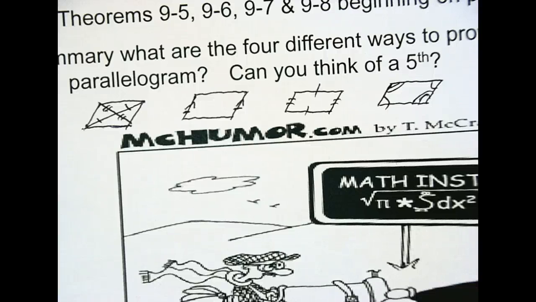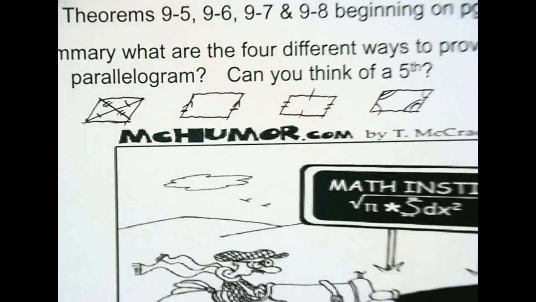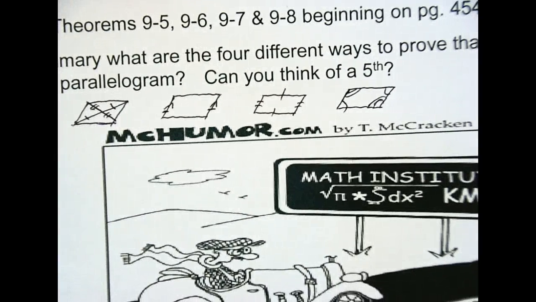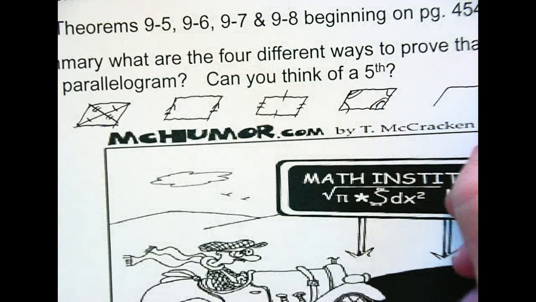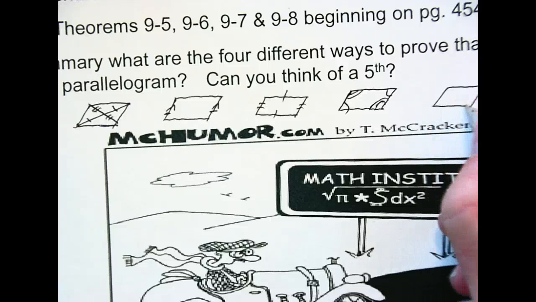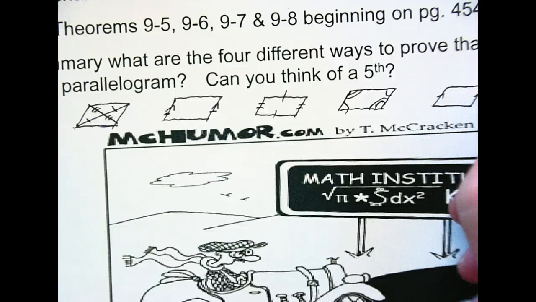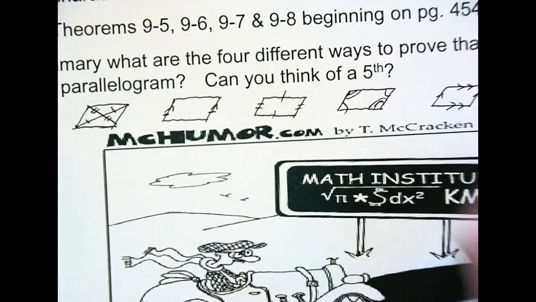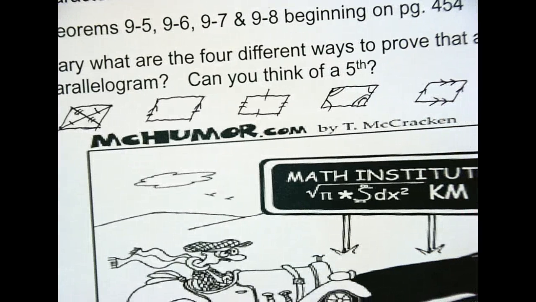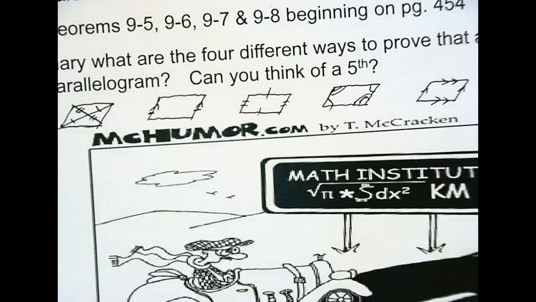Can we think of a 5th? It's kind of an easy one. What is a parallelogram? 2 sets of parallel sides. If you have 2 sets of parallel sides, it's a parallelogram. You're like, well, duh. Seriously. You could have done them all in pictures, and annotated the pictures a bit. And there we've got it.